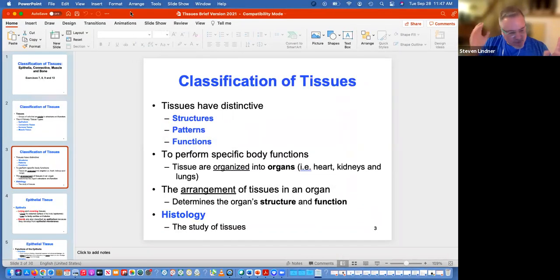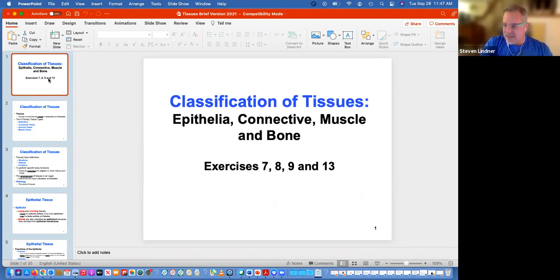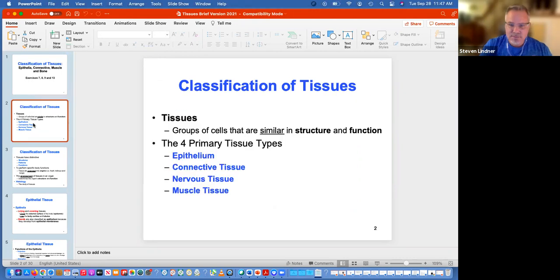All right, any questions in general before I get into the content of the classification of tissues? Okay. All right, so let's take a look, and let me enlarge this a bit here.